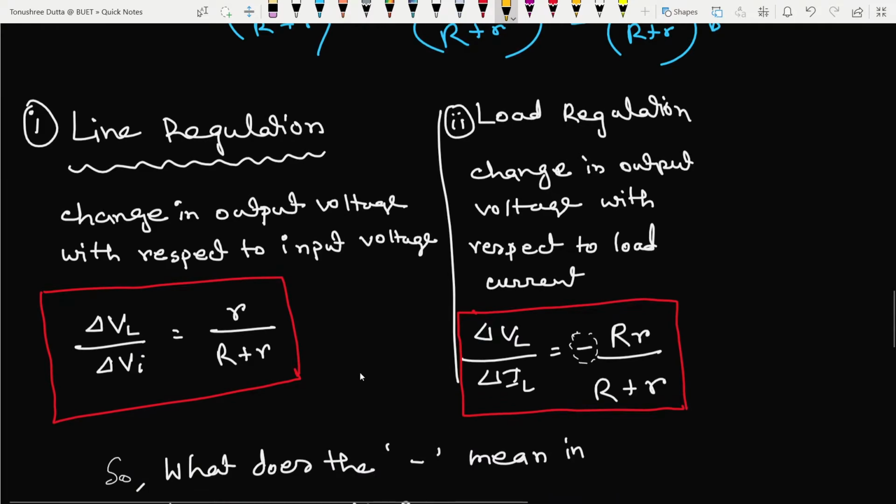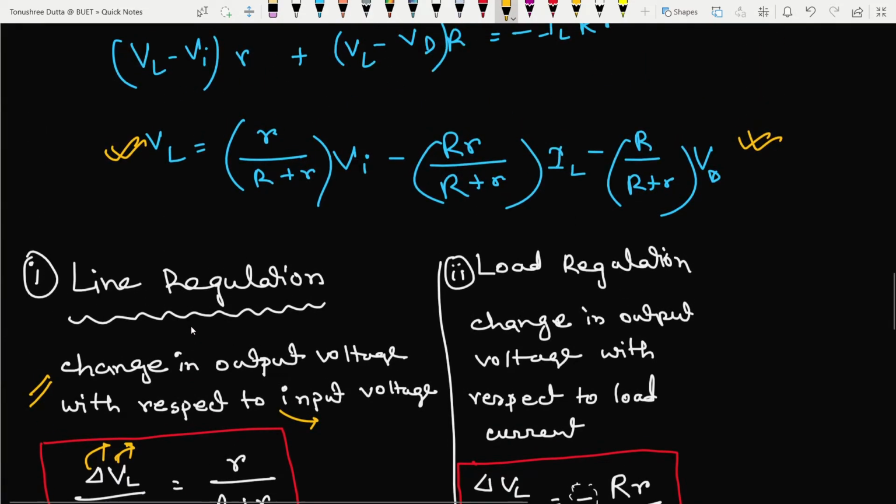Firstly, for line regulation, I have already explained a bit that here we are trying to see the change in the output voltage with respect to the change in the input voltage. So del VL, that is the change in the output voltage, and del VI, that is the change in the input voltage. This is a differential form like calculus as we have studied before. So the change in output voltage, divided by the change in input voltage, comes from this equation.